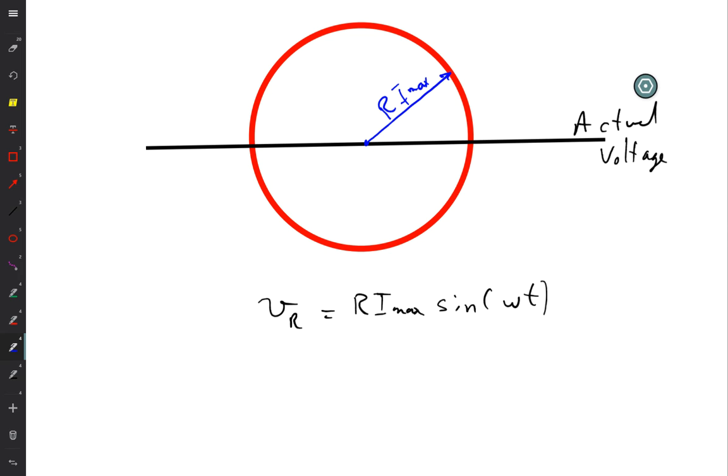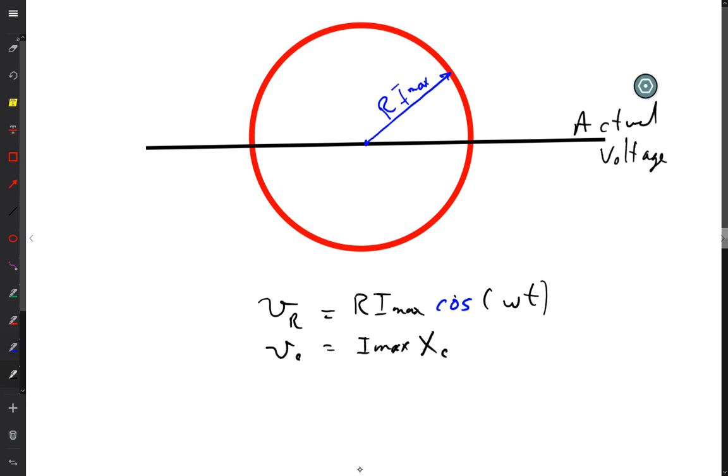Well, okay. This is sine. Let's change from sines to cosines. All it does is change you by 90 degrees, and then I don't have to redraw my picture. So I changed from sine to cosine. I'm going to change both for the resistor and for the capacitor. So I'm going to put voltage capacitor is equal to i max X capacitor times cosine of omega t minus pi over 2.